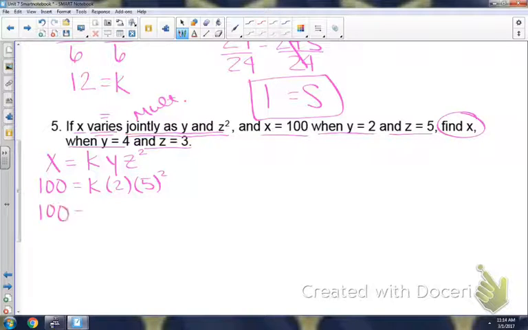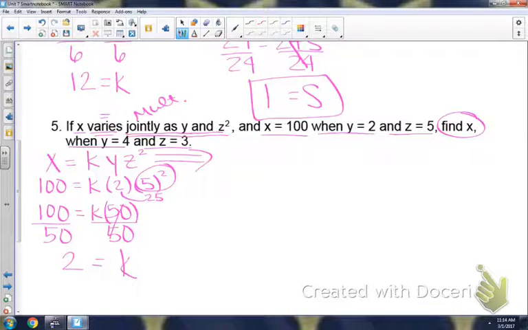So when we're working this out, you can't multiply 2 and 5 and then square that answer. You have to square the 5, which would give us 25, and then multiply that by the 2 to get 50. So then we're dividing by 50. So your constant k should give you 2.